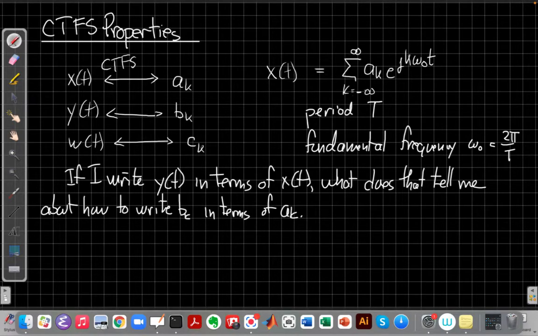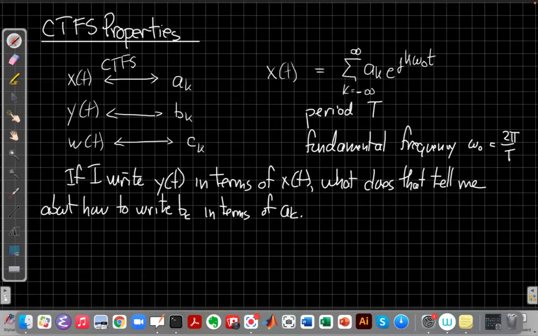So just reiterating, if I write y of t in terms of x of t, what does that tell me about how to write b of k, the Fourier series for y of t, in terms of a of k, which is the Fourier series for x of t? So how do those relationships build?